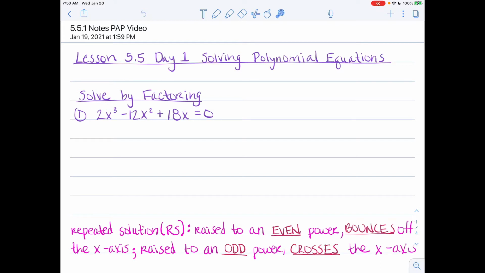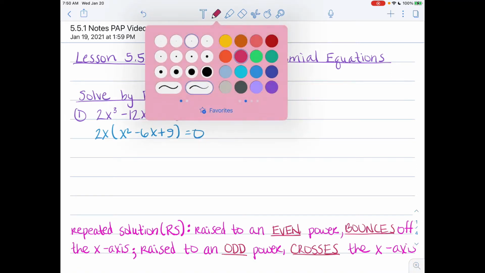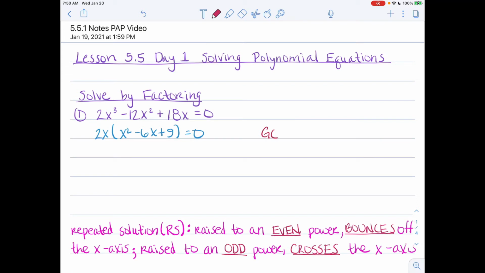The first thing we're going to do is factor, just like we have learned to do in the last couple of lessons. So I want to look for a greatest common factor, and I can see that I have a 2 and an x that I can pull out to the front. And then dividing everything by 2x, I'll have x squared minus 6x plus 9 left, and don't forget equals 0. So this is pulling out a GCF, just like we've been doing with factoring.